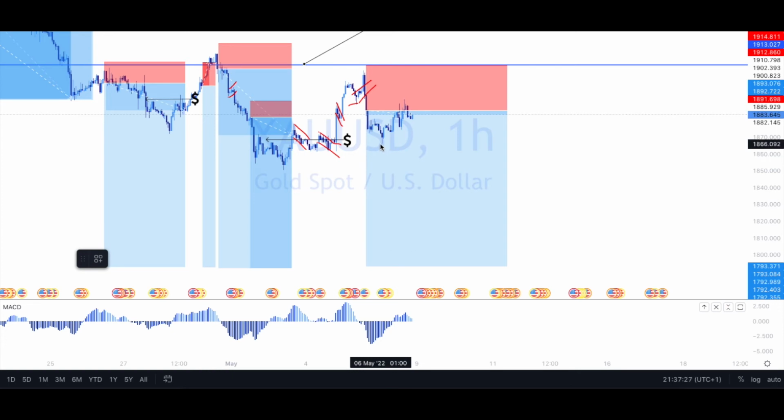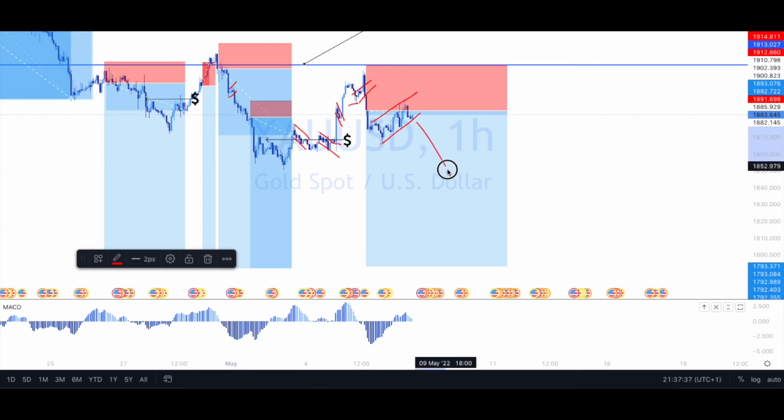So I'm just going to draw out that little structure for you guys so you can see what I'm talking about. So that's it right here. This is it right here. Now I'm expecting it to go boom, like that. That's what I'm expecting it to do, because I'm seeing this right now. But let's see what it does.